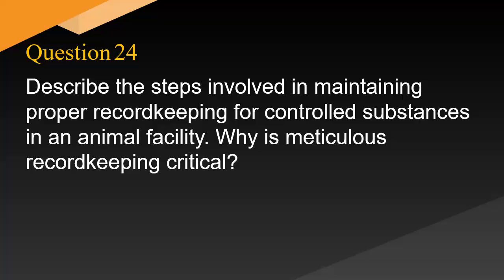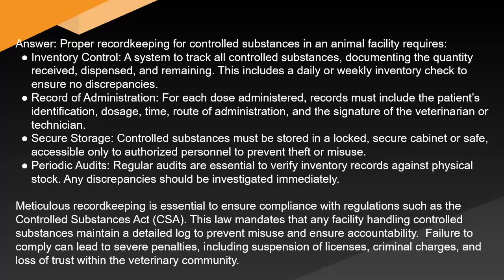Describe the steps involved in maintaining proper record-keeping for controlled substances in an animal facility. Why is meticulous record-keeping critical? Answer: proper record-keeping for controlled substances in an animal facility requires inventory control, a system to track all controlled substances, documenting the quantity received, dispensed, and remaining. This includes a daily or weekly inventory check to ensure no discrepancies.